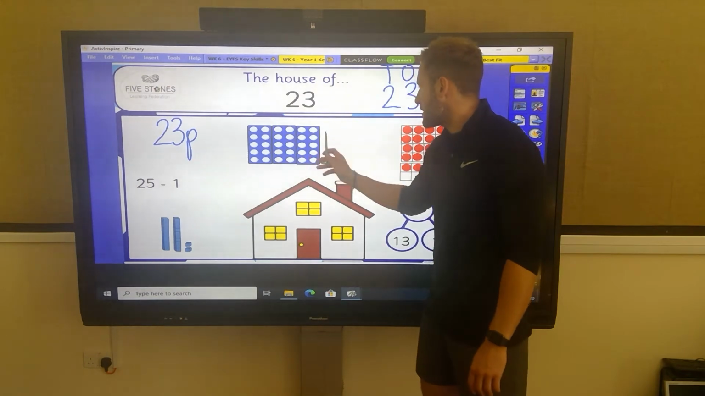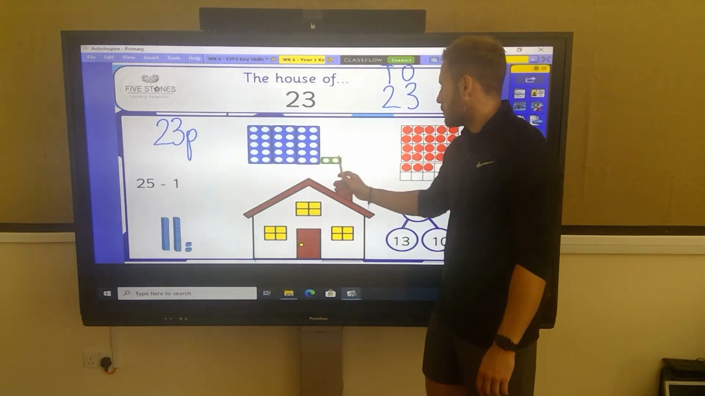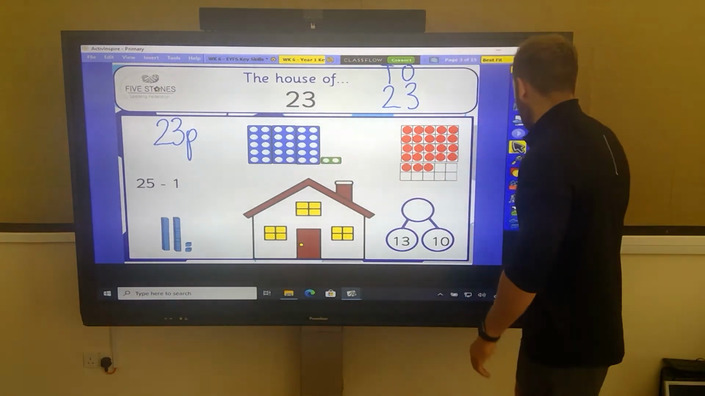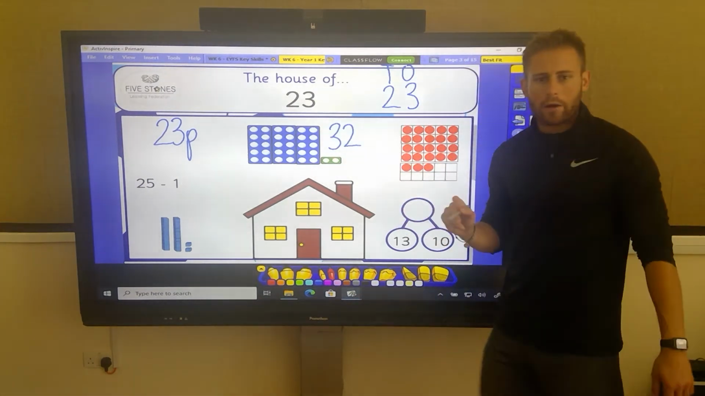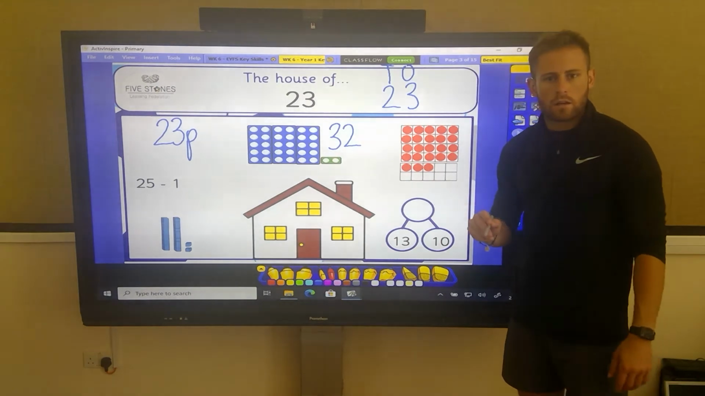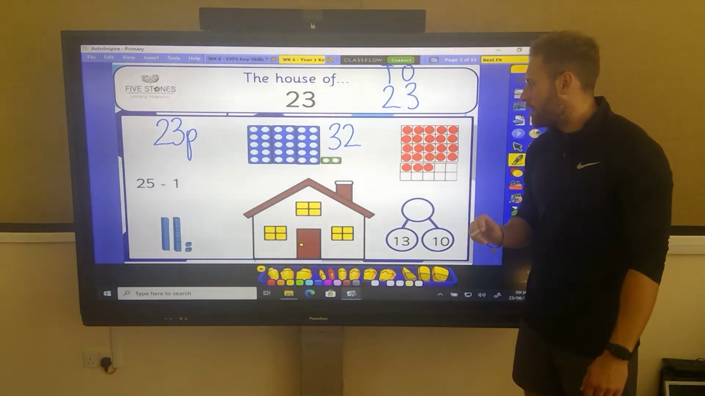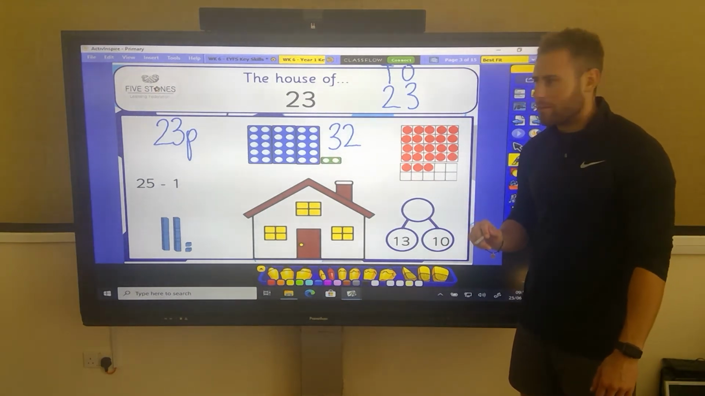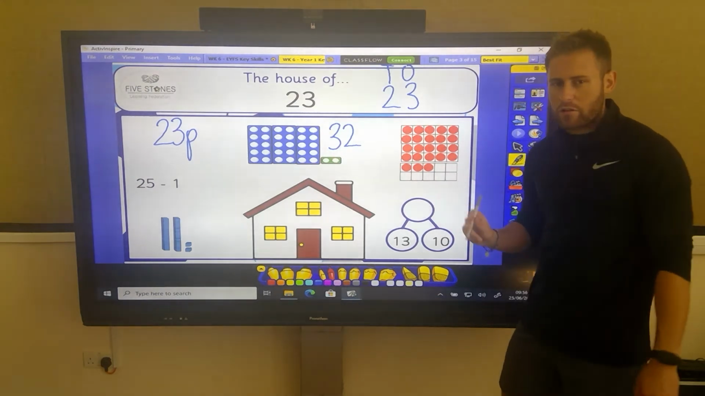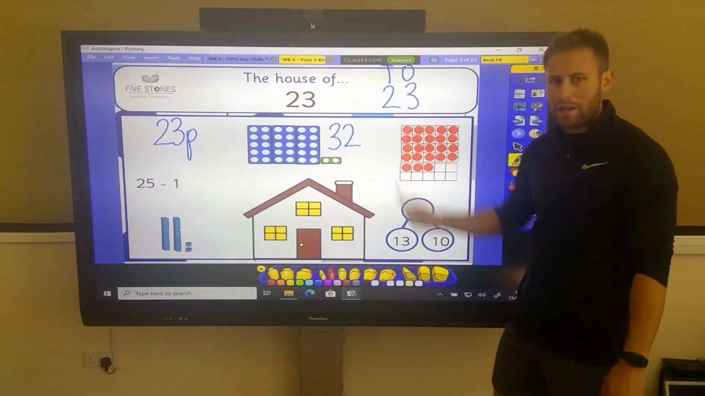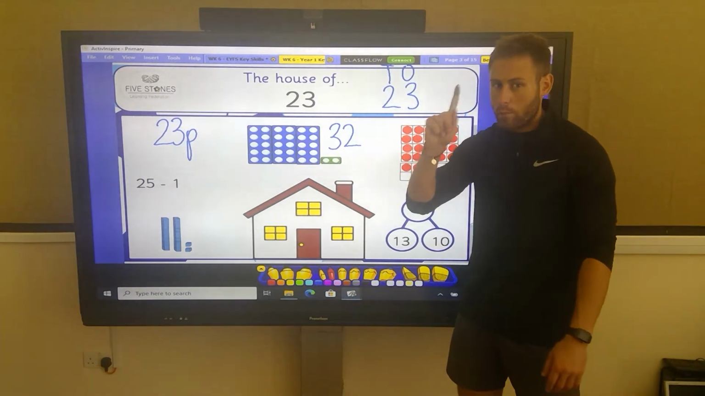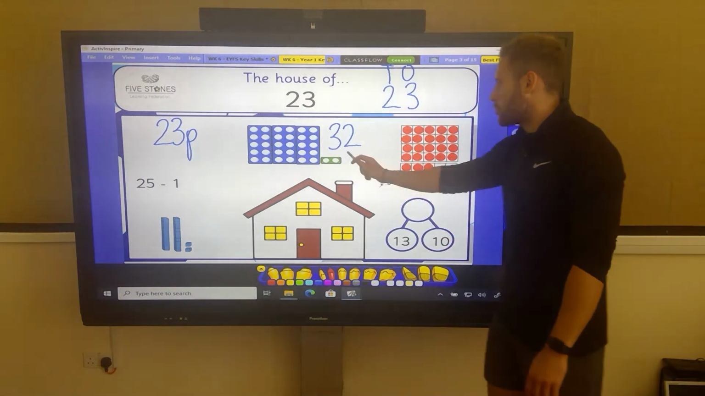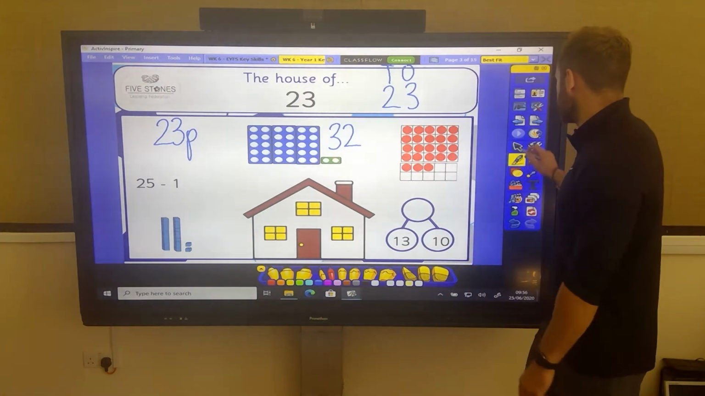What about our numicon? 10, 20, 30, 31, 32. 32. Can 32 go into our house of 23? No. No, it can't, can they? Our place value, our number is very, very important. I know these numbers look very similar, but 3 tens is a lot more than 2 tens, isn't it? That's one more 10. And we don't have the correct number of ones.